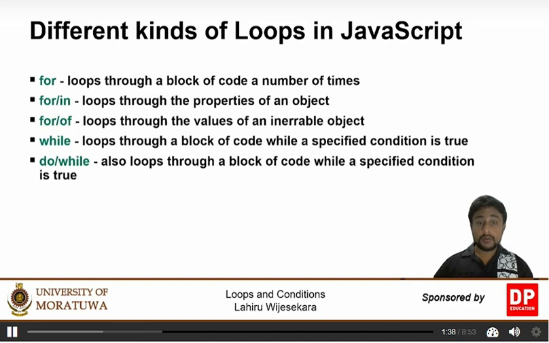The third one, the for of loop. This loops through the values of an enumerable object. Fourth one, the while loop. This loops through a block of code while a specific condition is true. The last one, the do while loop. This also loops through a block of code while a specific condition is true.